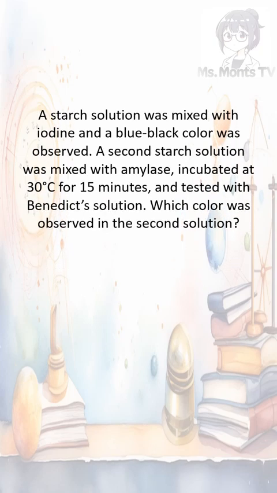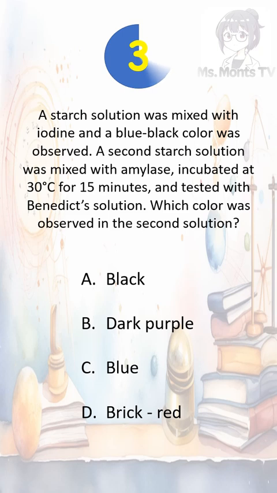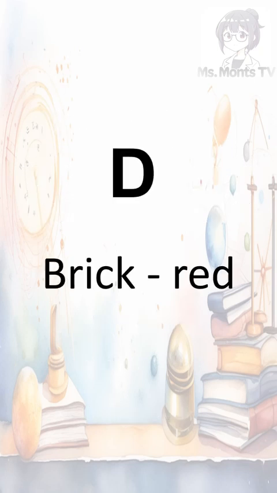A starch solution was mixed with iodine and a blue-black color was observed. A second starch solution was mixed with amylase, incubated at 30 degrees Celsius for 15 minutes, and tested with Benedict's solution. Which color was observed in the second solution? A. Black. B. Dark purple. C. Blue. D. Brick red. D. Brick red.